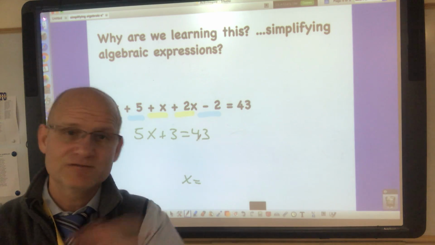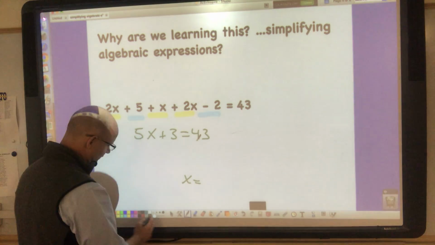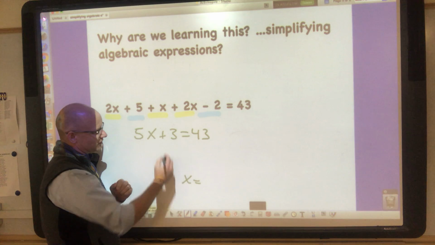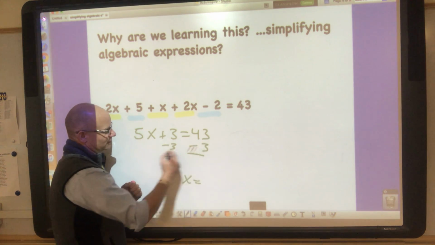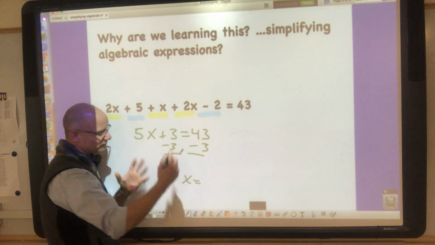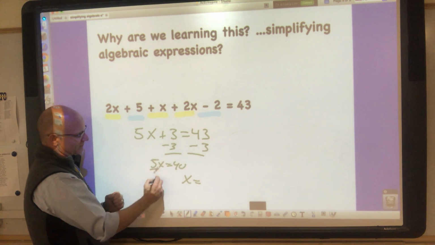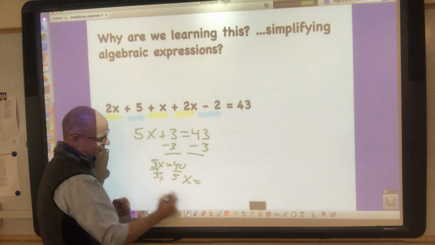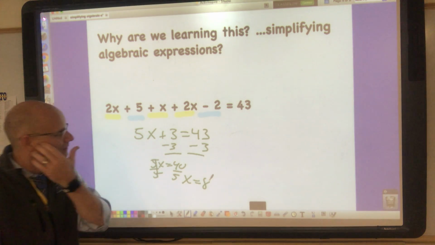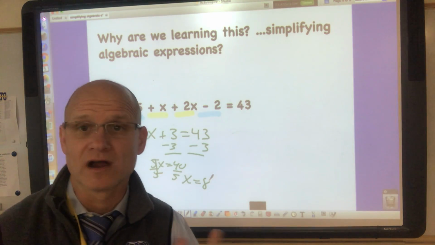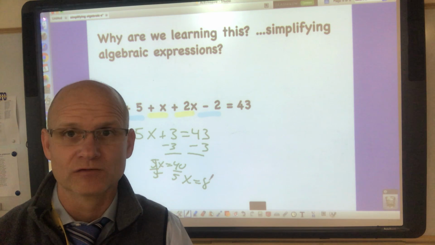Makes it easier. If you don't know, then we're going to move into that the next day as far as how do we solve this. You just do the opposite. What's the opposite? Add 3, minus 3. We'll discuss that. And now we get 5x equals 40. And then you divide by 5 and divide by 5. And then you get x is 8. Okay. But again, why? Here's the why. Why are we learning this? To help solve these equations.